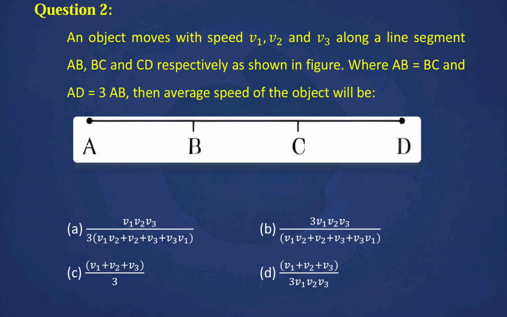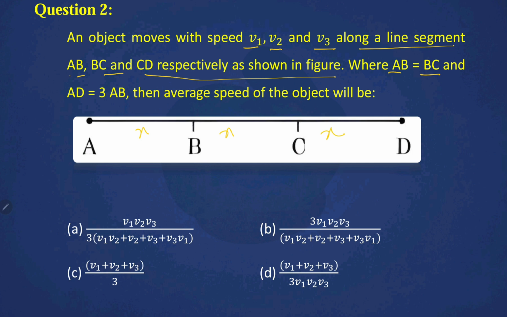Again, this type of question comes: an object moves with the velocities v1, v2 and v3 along line AB, BC and CD, and the distances are equal. AB and BC are equal and AD is equal to 3 times AB. That means the distances will be x, x and x. Then what will be the average velocity?